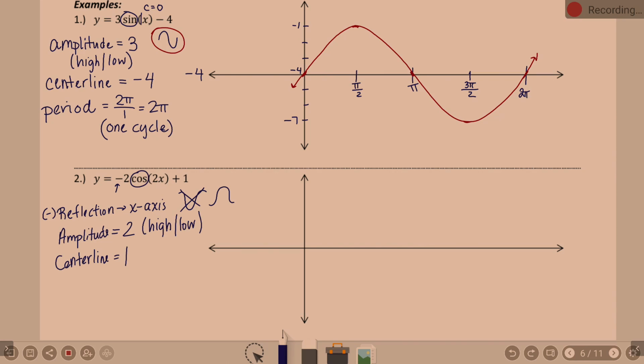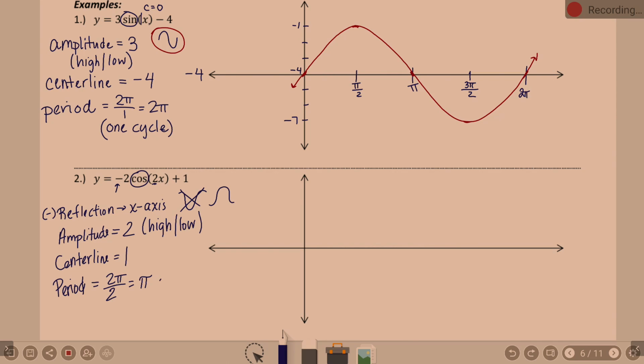We always need to talk about the period. Period is 2 pi divided by b, which is 2. B is the coefficient of x. So 2 pi divided by 2, which is pi. That means my graph that normally fits in 0 to 2 pi is now going to shrink and fit in 0 to pi. Okay? An adjustment we'll have to make. So that is one cycle.